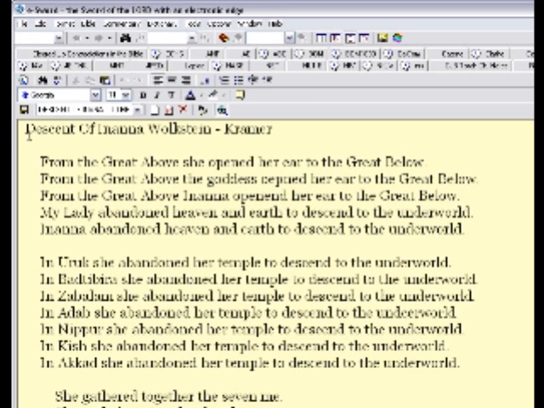Here we're going to start with the Descent of Inanna. We're going to start with the Descent of Inanna because this will give us an overview of the Descent of Ishtar. The Descent of Inanna is Sumerian, the Descent of Ishtar is Babylonian. And because we don't have a full text of the Descent of Ishtar, the Descent of Inanna is more conclusive, and you can see the ritual aspect of this. This may even have been done as a play.